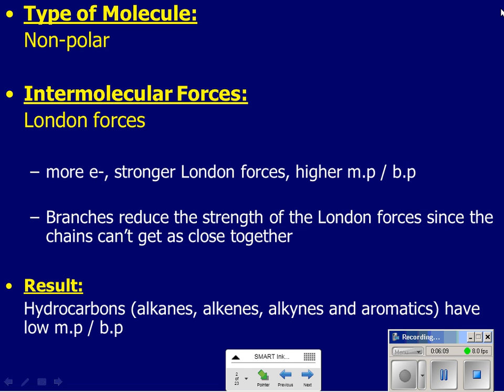Branches reduce the strength of the London forces since the chains can't get as close together. With all those branches hanging off of it, they can't get really close so that they can feel those London forces, because they've got to get close enough so they can feel the nuclei of the other molecules. Hydrocarbons have low melting points and boiling points.